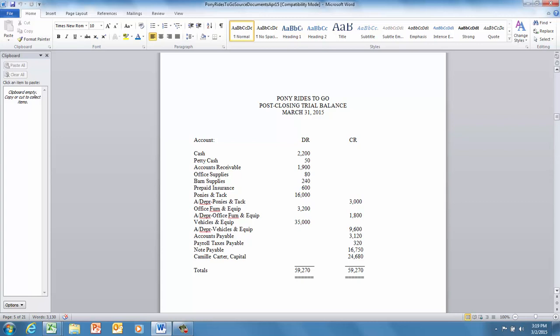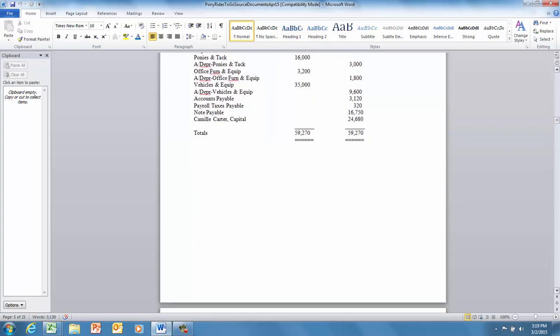You'll need these numbers when you go to do your ledgers. You're going to have to set up the beginning balances in your ledgers, and we'll talk more about that on a different YouTube.